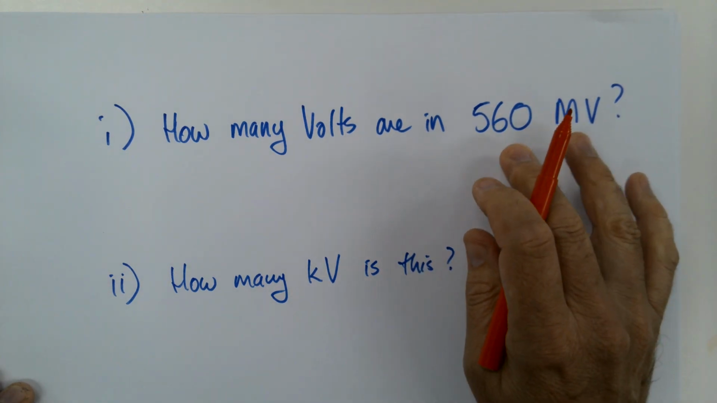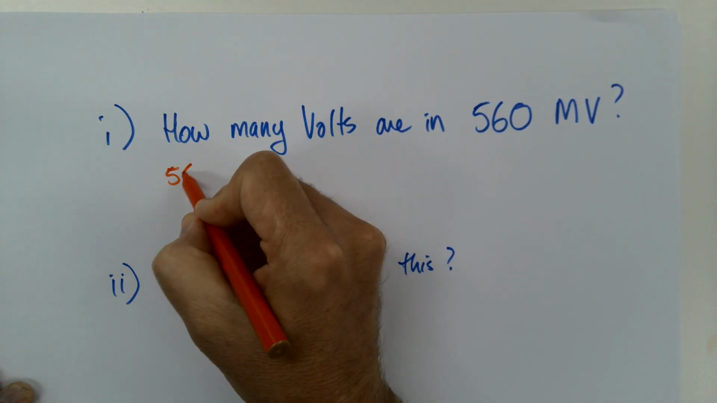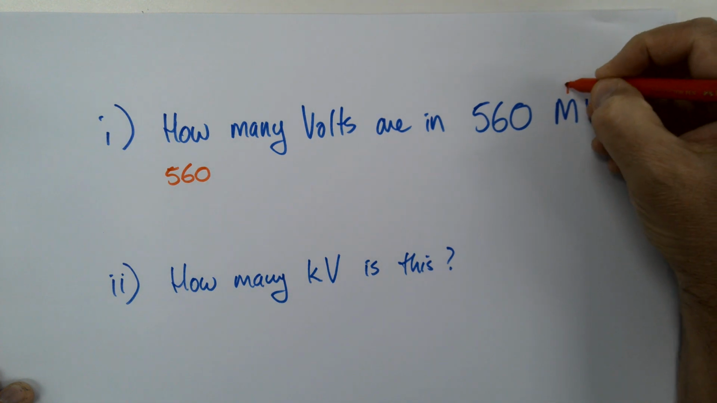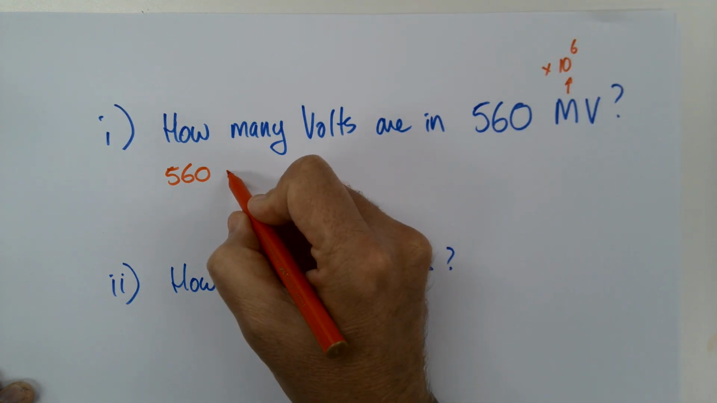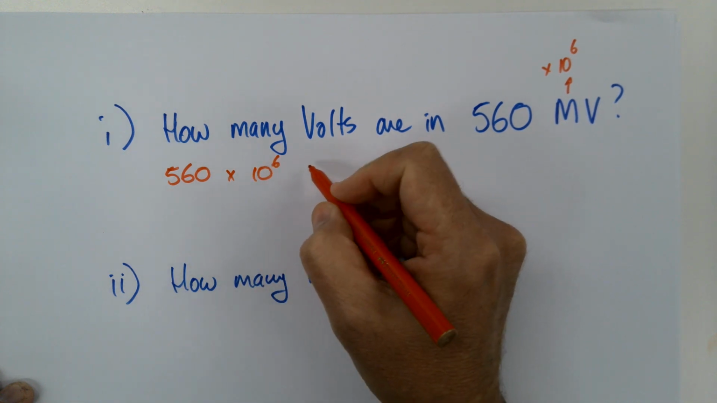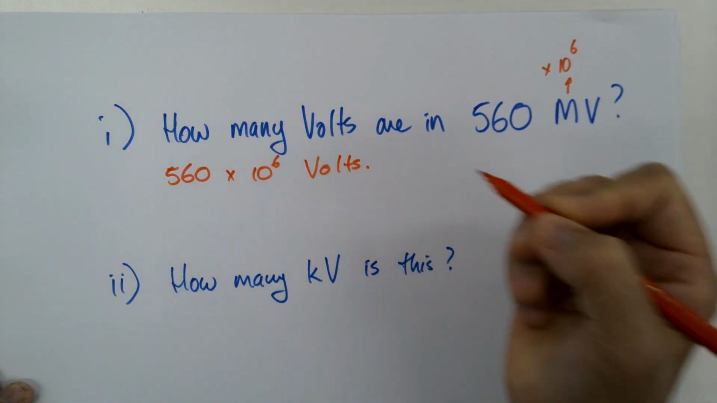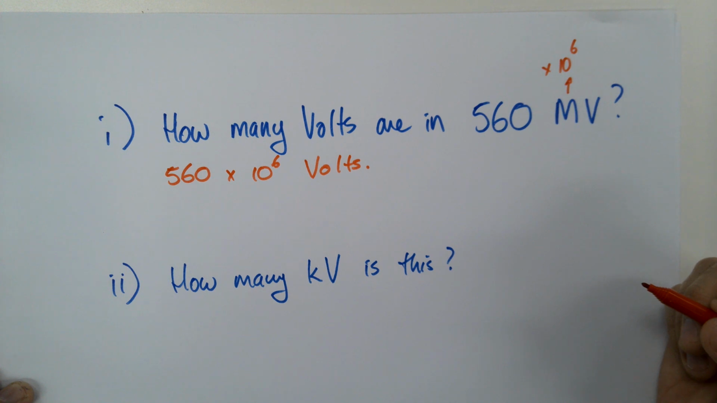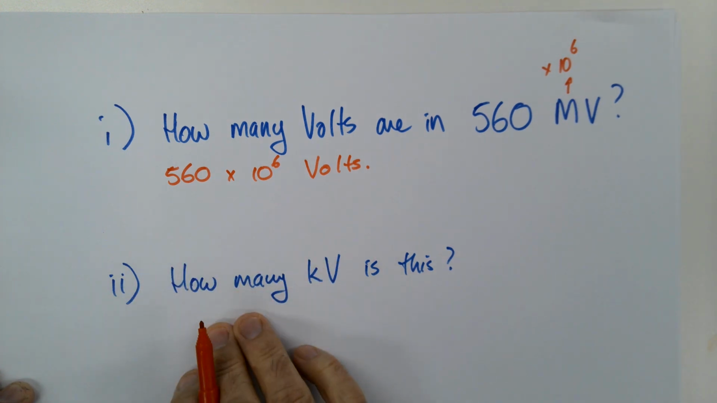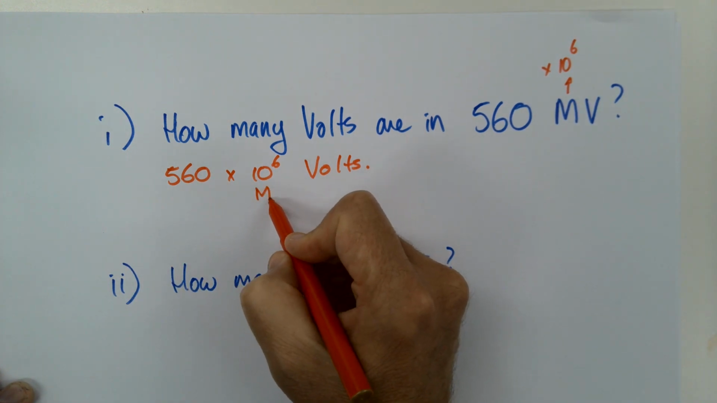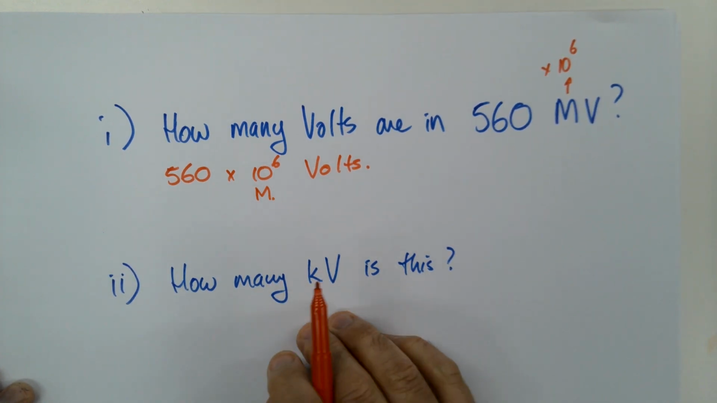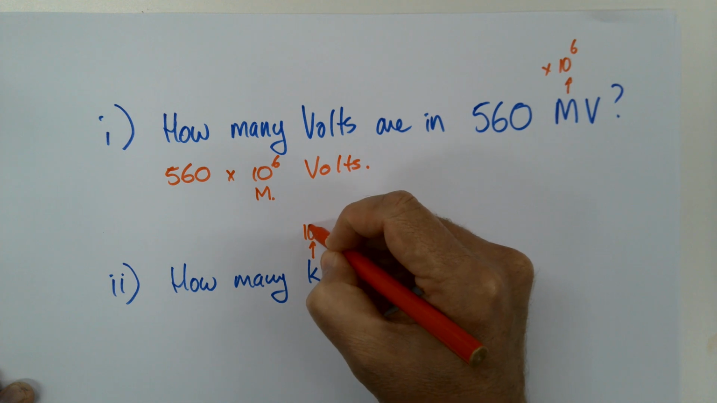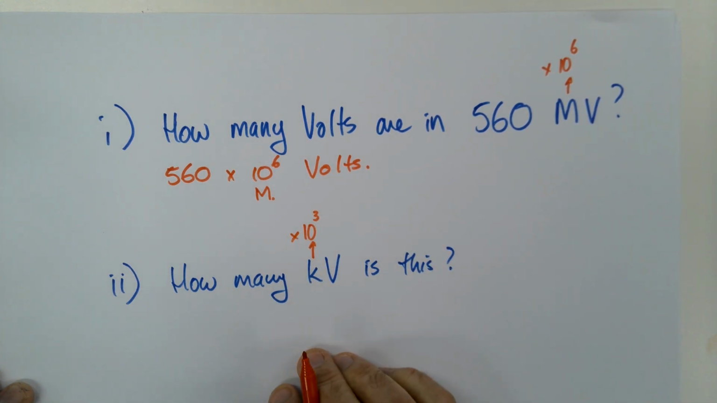Let's get it into volts. Okay, so I've got 560. Now mega, that's 10 to the 6, isn't it? Okay, that's times 10 to the 6 volts. That's easy, done. Okay, because that's my mega. But I want to know how many kilovolts is this. So what's 1 kilo? 1 kilo is 10 to the 3, isn't it? You times it by 10 to the 3.